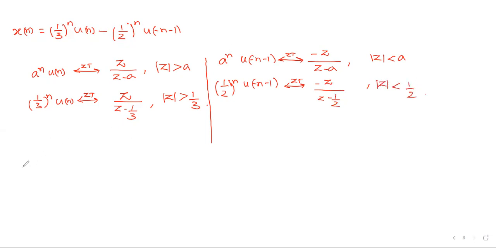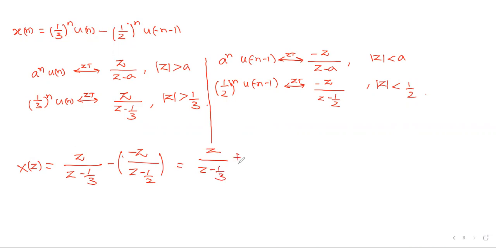Now apply the Z transform, you will get X of z equals z by z minus 1 by 3 minus z by z minus 1 by 2. So we can write it as z by z minus 1 by 3 plus z by z minus 1 by 2. Now I want to find whether the ROC will exist or not.